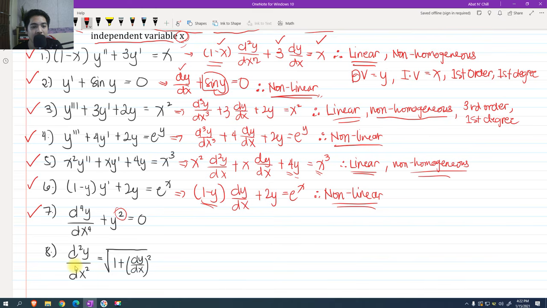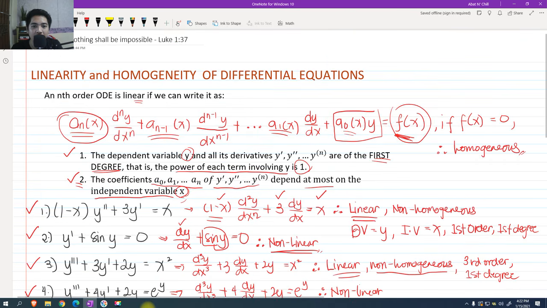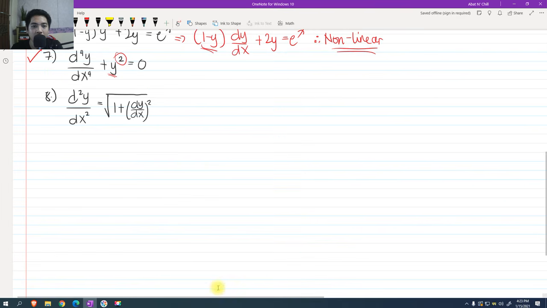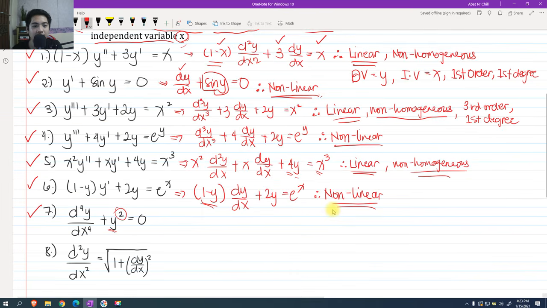So the problem is this is raised to 2, wherein all of the independent variable y and all of its derivatives are of the first degree. That is, the power of each term involving y should equal 1. But the power of y here is not equal to 1. So it's non-linear. Okay? So we have non-linear differential equations.